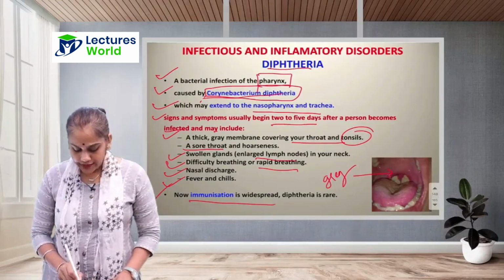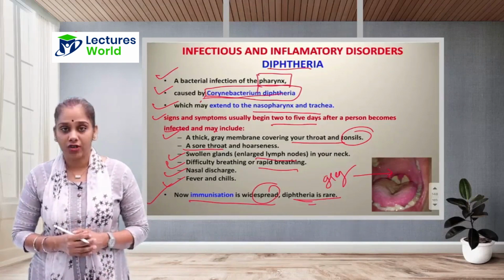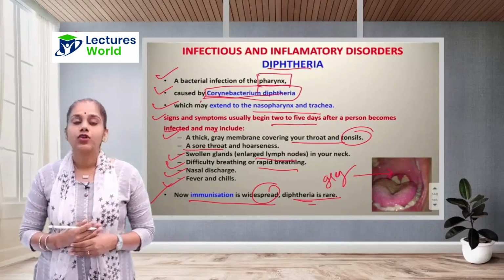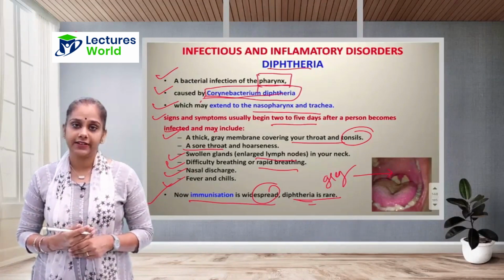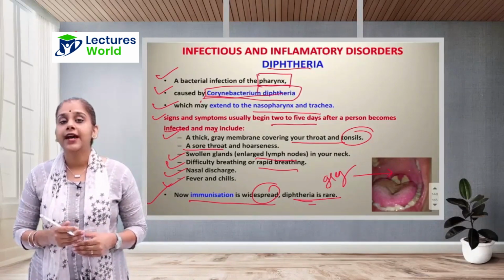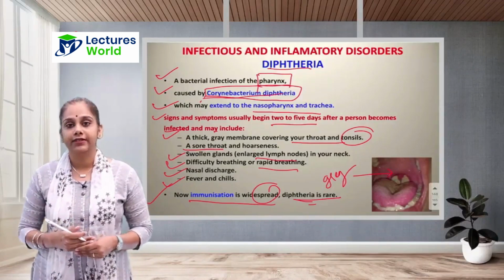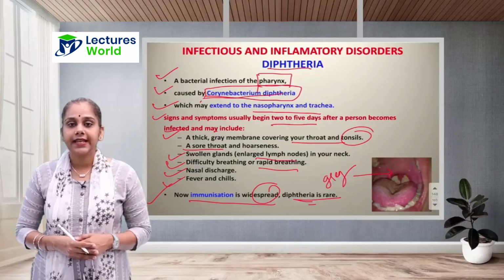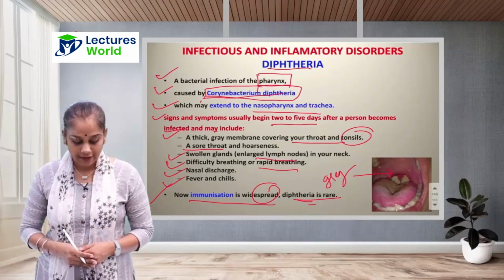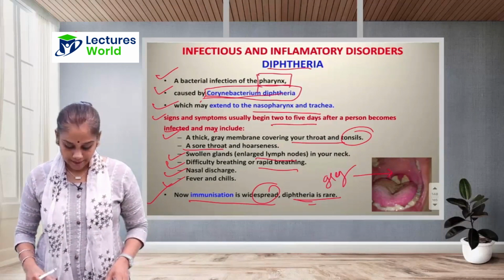Now, as immunization is widespread, diphtheria is rare. Nowadays diphtheria is very rare, not a common condition. Why? Because immunization or vaccination is available in today's era. The vaccine is DPT: diphtheria, pertussis and tetanus. This vaccine is given to children at the age of 6 weeks, 10 weeks and 14 weeks after birth. So this is about diphtheria.